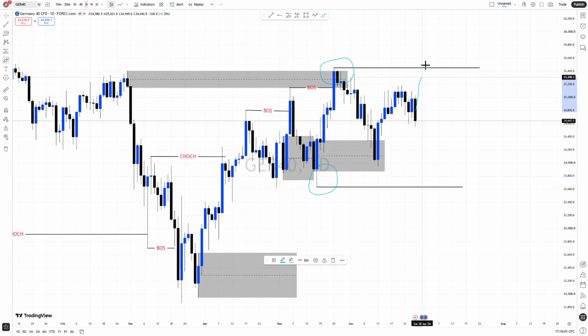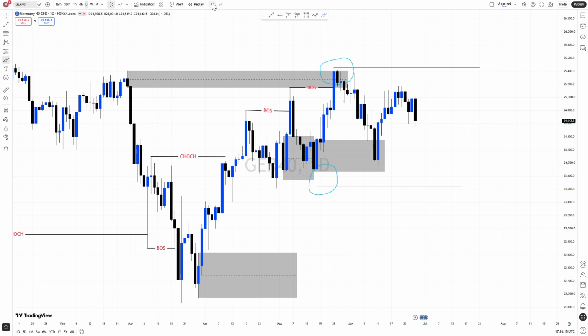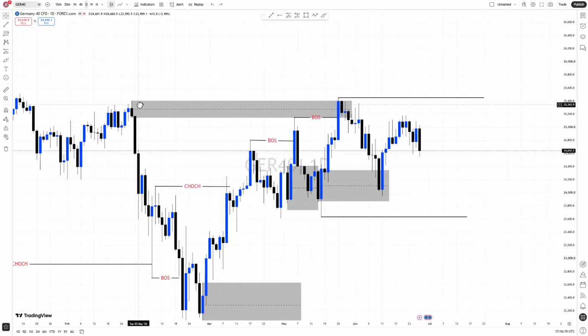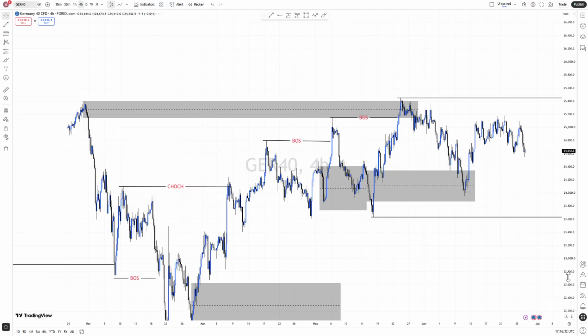So if we break above that high, we're going to have a continuation. But if we break this low, according to the daily, we're going to have a reversal. I mean, a market trend shift, starting to go down, right? So let's go to another time frame to see what the market presented to us on the 4H when we mitigated this supply zone. So on the 4H, this is what the market gave us.